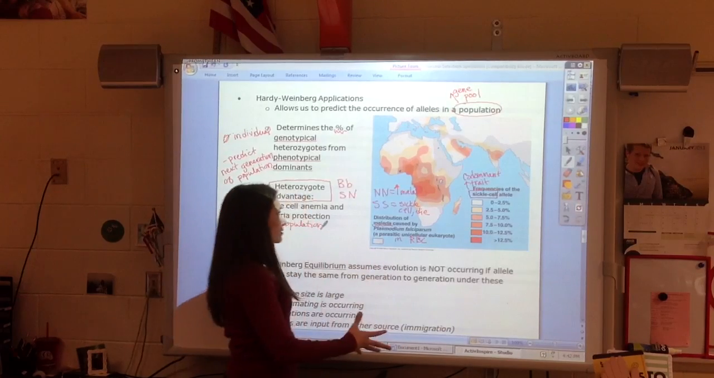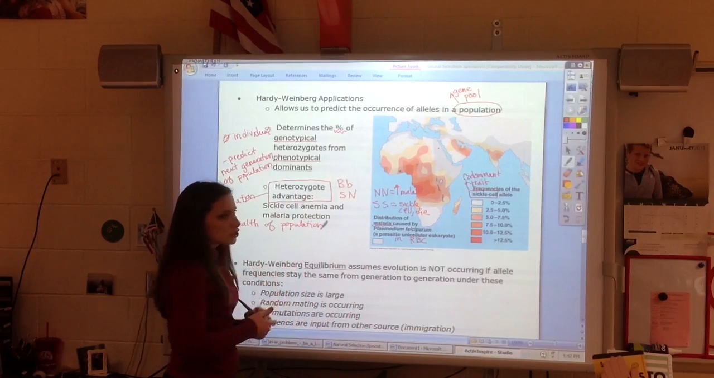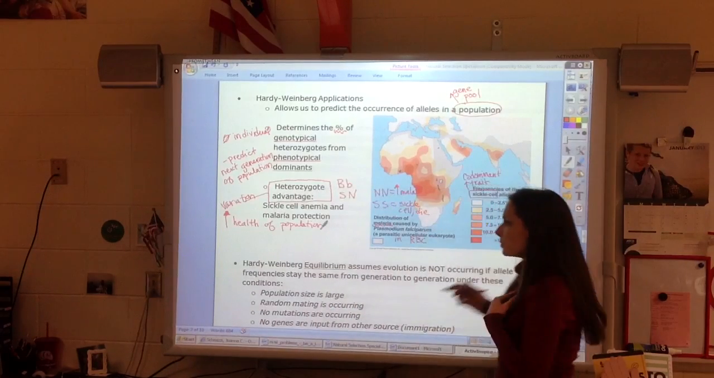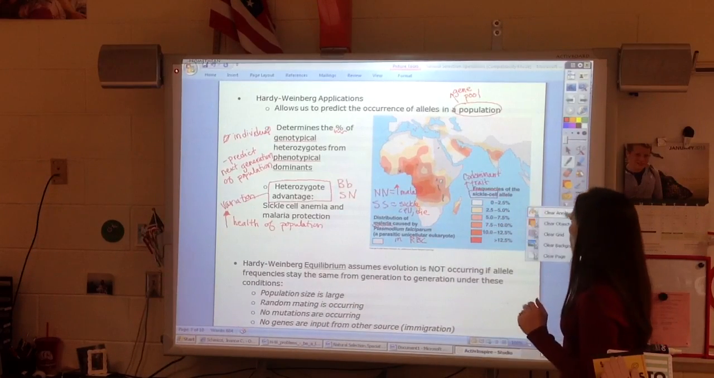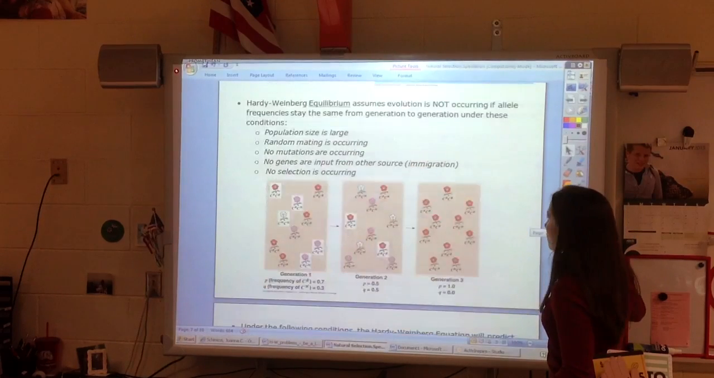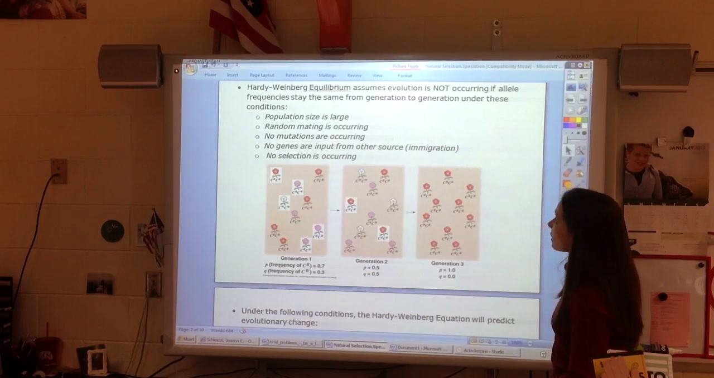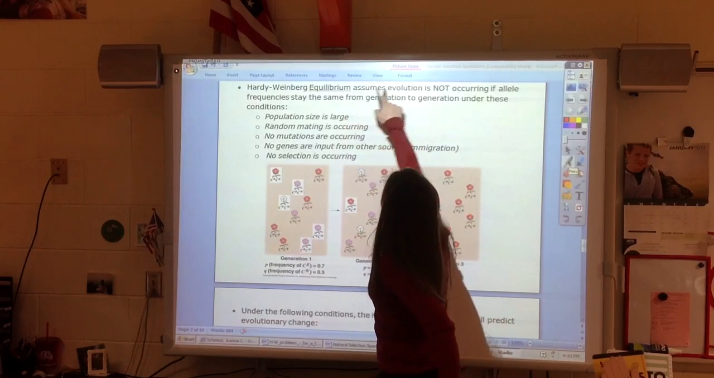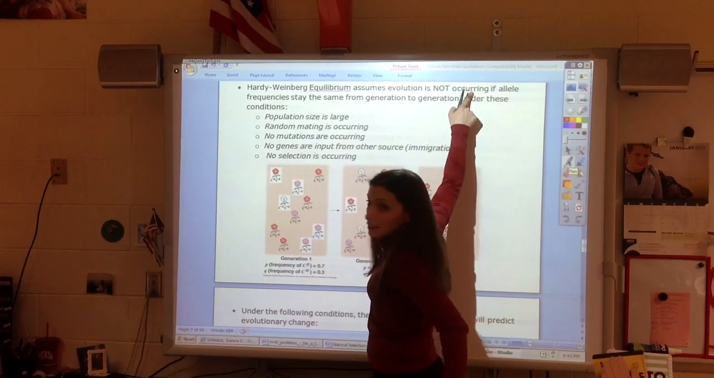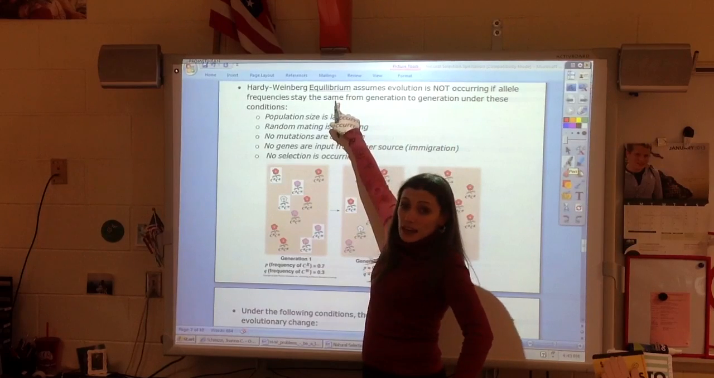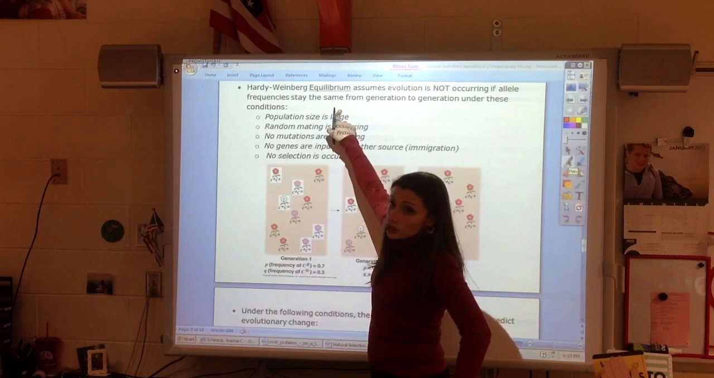So a long story to say that hidden variation helps with the health of a population. As we move on, we start to look at what else we can use Hardy-Weinberg for. The second thing that we use Hardy-Weinberg for is the idea that Hardy-Weinberg equilibrium assumes evolution is not occurring and that allele frequencies stay the same from generation to generation.